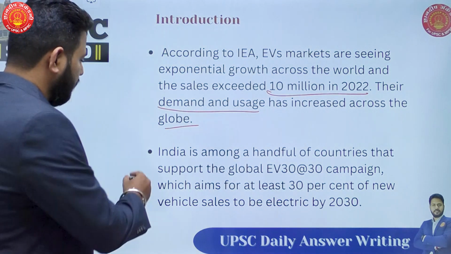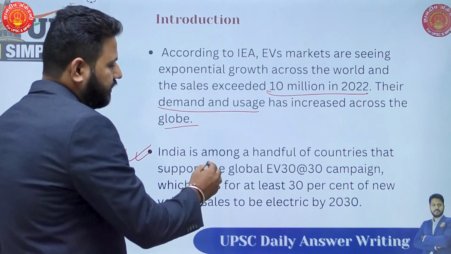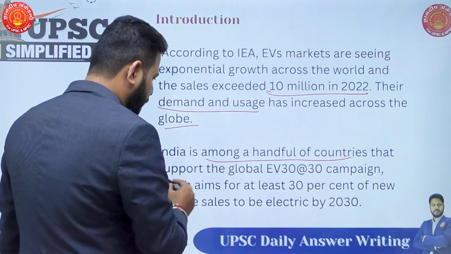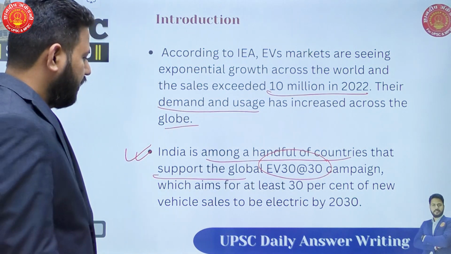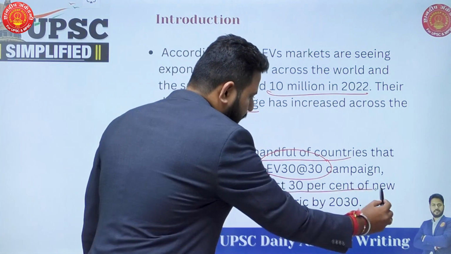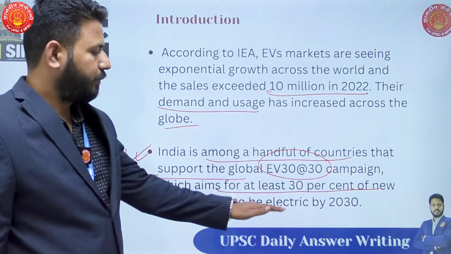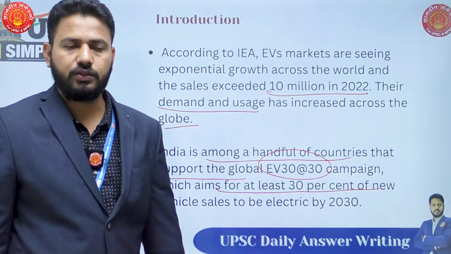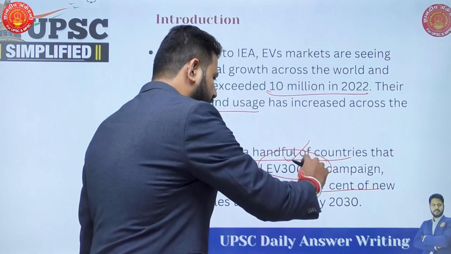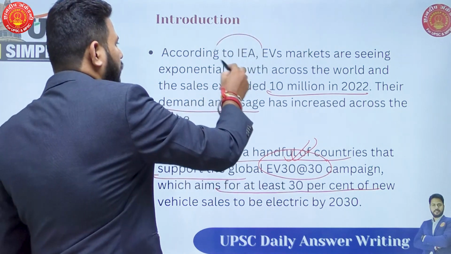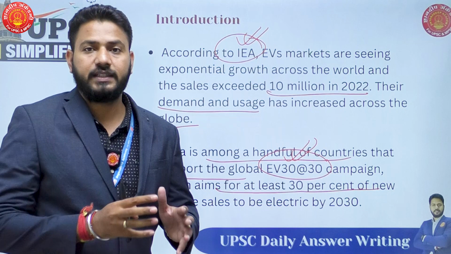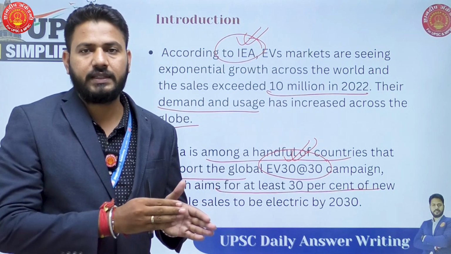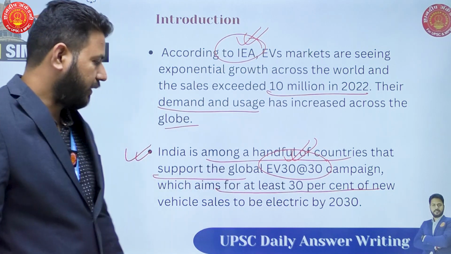Or the other, which is related to India. India is among a handful of countries that support the global EV 30 at 30 campaign, which aims to have at least 30% of new vehicle sales to be electric by 2030. So you can start by writing this, or you can also quote the International Energy Agency to support the question, which says that global sales are rising.